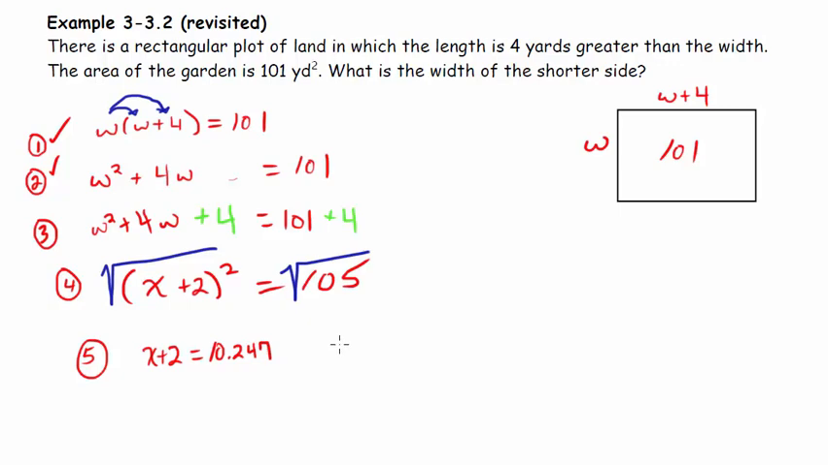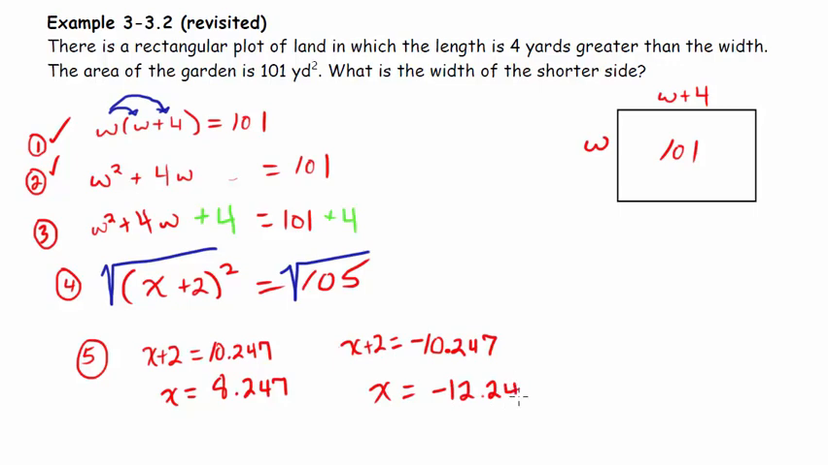But we have to remember there is also a negative root. Negative 10.247. Alright, and then we subtract 2 from both sides and we get that x is 8.247, or x is negative 12.247.